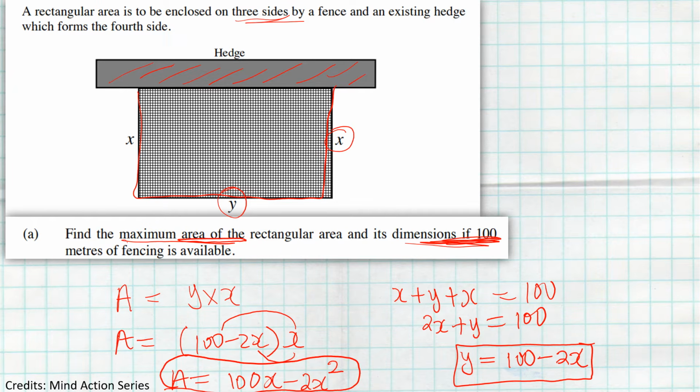In order to maximize it, we can go and what? Differentiate it and get the derivative now, right? Okay, from there we are going to get the derivative now because it's expressed in terms of x. It's in one variable. So the derivative of 100x is going to be what?